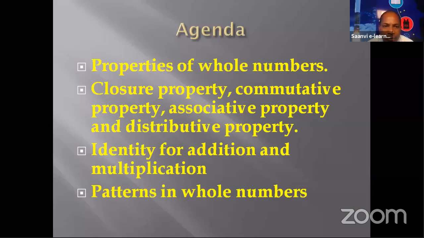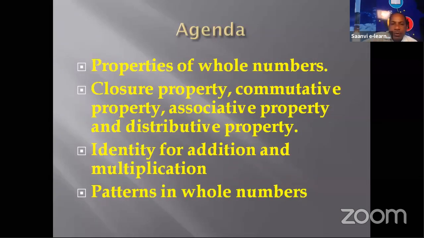Today we are going to discuss about properties of whole numbers. The properties are closure property, commutative property, associative property and distributive property. In the previous class already we have discussed closure property. So what we have discussed about closure property? We have discussed that the sum of any two whole numbers is always a whole number. It means when we multiply any two whole numbers, always we get a whole number.